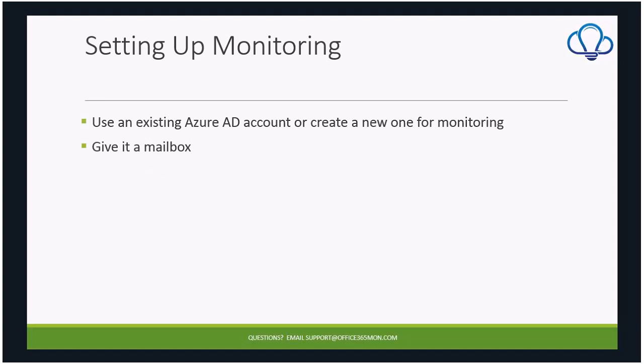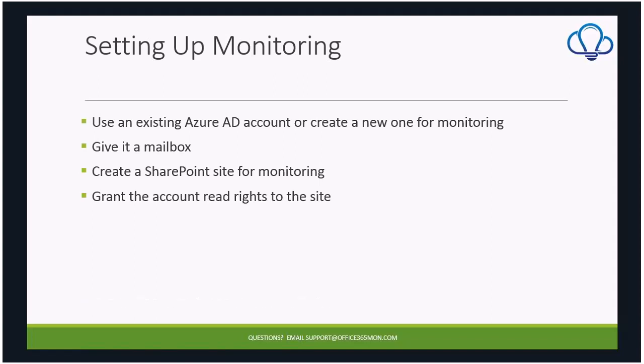Assuming you create one for monitoring, you'll give it a mailbox, or if you're using an existing one, you want to use an account that already has a mailbox for Exchange Online. Then you'll typically want to create a SharePoint site for monitoring. You can use an existing site if you want to, but if you create a different SharePoint site, then you can use that just for monitoring, meaning you don't have to worry about, hey, do I have any confidential information in here? Because the only purpose for that site is just for us to be able to connect to it to verify that your tenant is up and running. Then, whatever account you want to use for monitoring, you'll make sure that you give it at least read rights to this SharePoint site that you created.